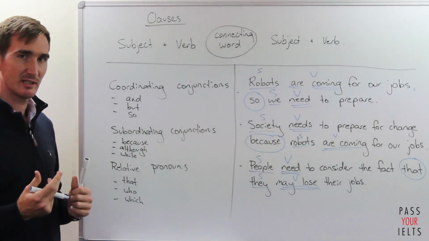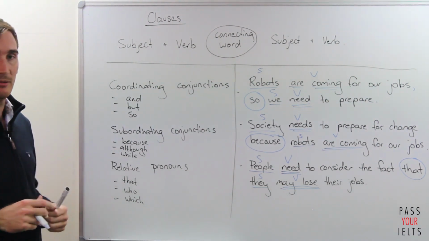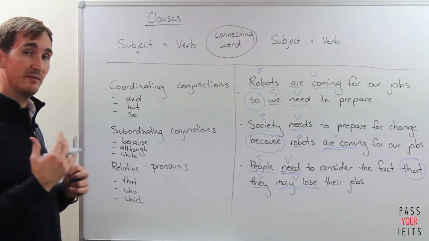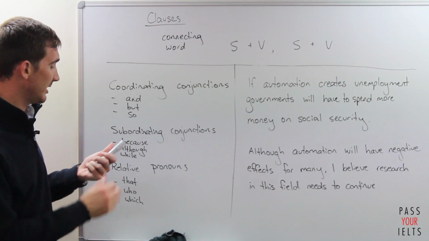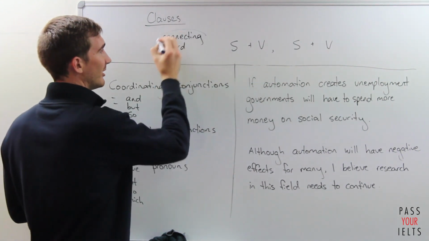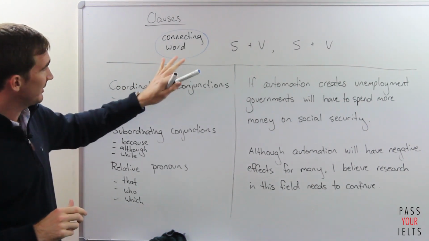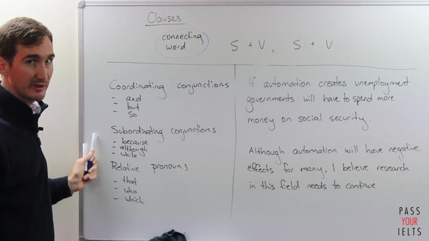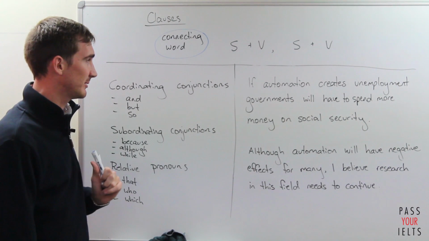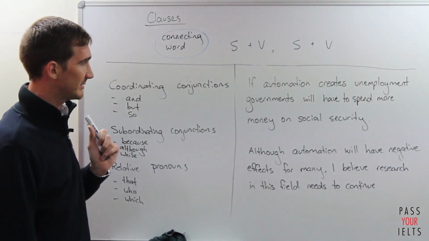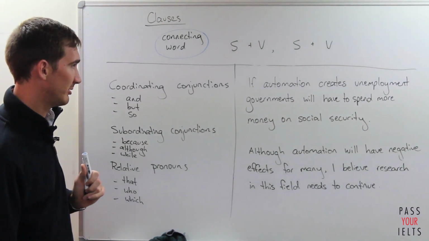So now it should be fairly clear to you how to structure a basic sentence using subject, verb, connecting word, subject, verb. Let's look at some different sentence structures now. Here is another common structure. It's connecting word, subject plus verb, comma, subject plus verb. This structure often begins with a subordinating conjunction. Let's have a look at the first example sentence. If automation creates unemployment, governments will have to spend more money on social security.